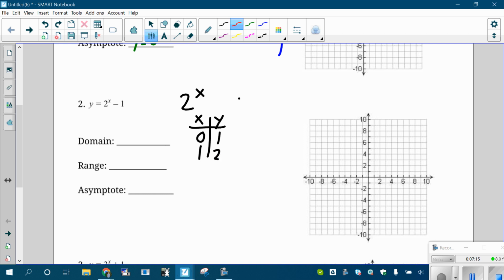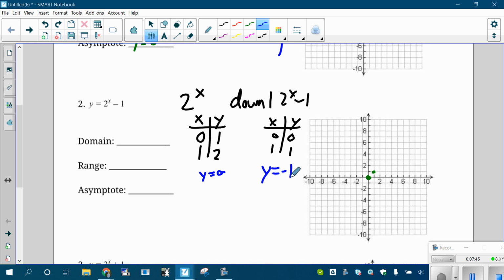That minus 1 on the outside is going to move the graph down 1. So my x's are going to stay the same, but my y's are going to decrease by 1. I'm going to plot those points. My asymptote is normally at y equals 0, but now the whole graph shifted down 1, so the asymptote is going to be at y equals negative 1.